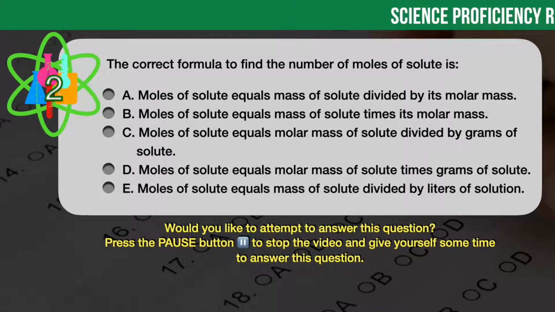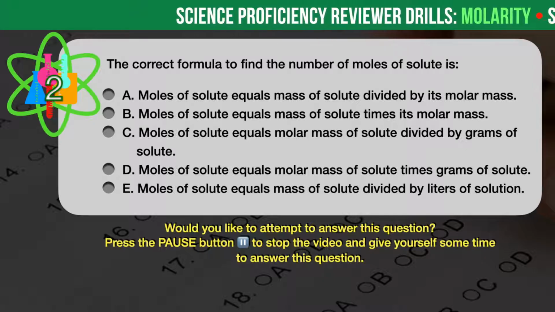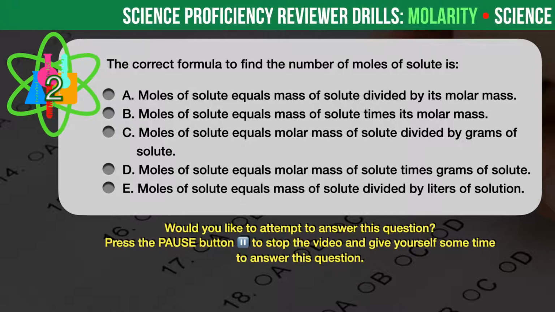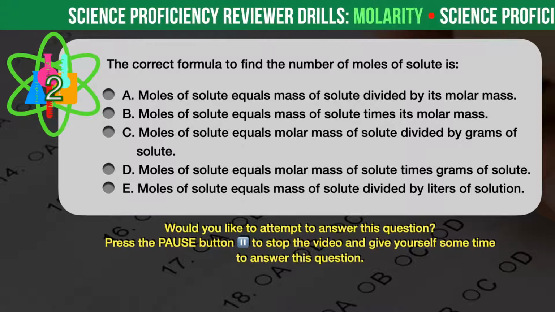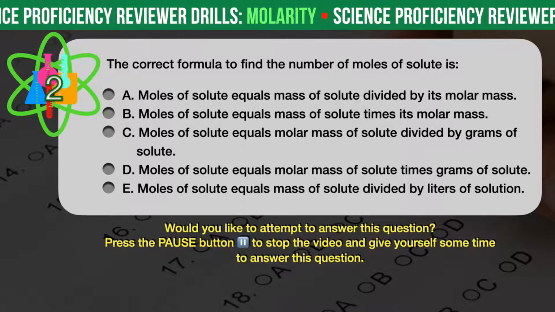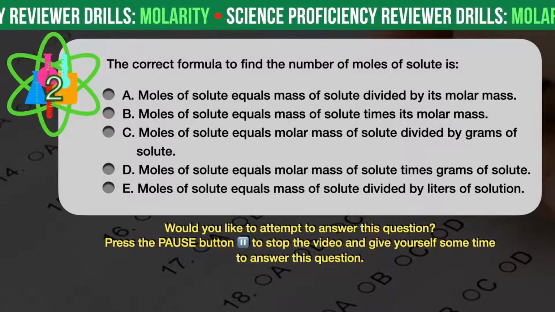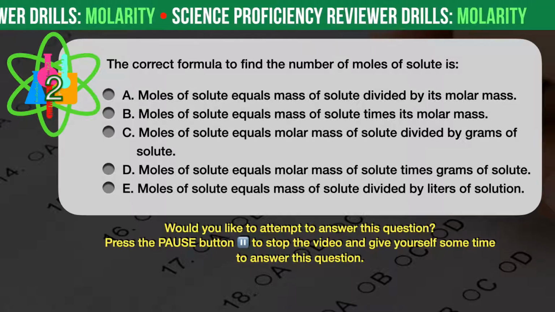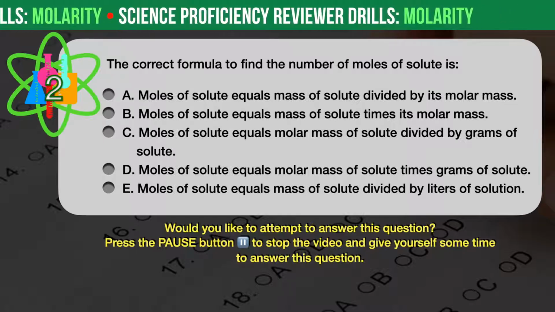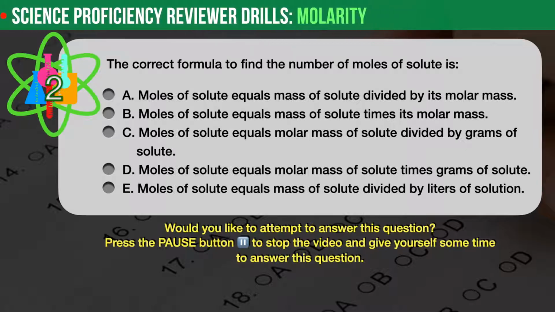Drill question number 2. The correct formula to find the number of moles of solute is A. Moles of solute equals mass of solute divided by its molar mass. B. Moles of solute equals mass of solute times its molar mass. C. Moles of solute equals molar mass of solute divided by grams of solute. D. Moles of solute equals molar mass of solute times grams of solute. E. Moles of solute equals mass of solute divided by liters of solution.